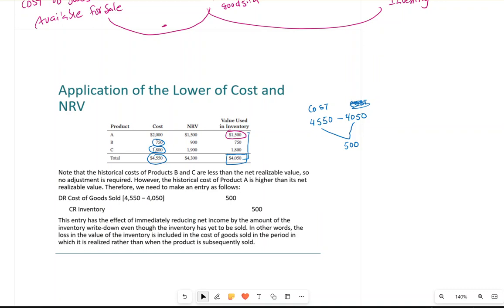So the difference between the cost and the value used to calculate the inventory using the lower of cost and net realized value is 500. So I need to do an adjustment. My adjustment will be debit cost of goods sold and credit inventory. This is what we do at the end of the year. We need to do an adjustment if the company was using a lower of cost and net realized value. There's more to this chapter 2. For this video, this is it for this video.